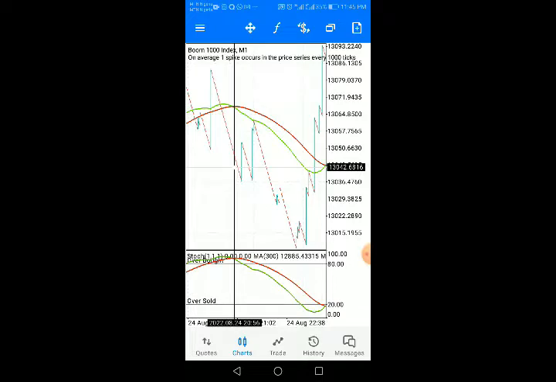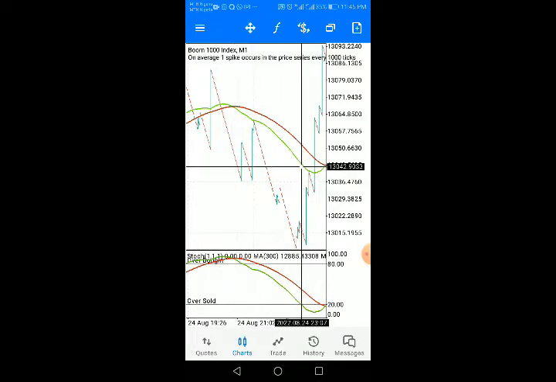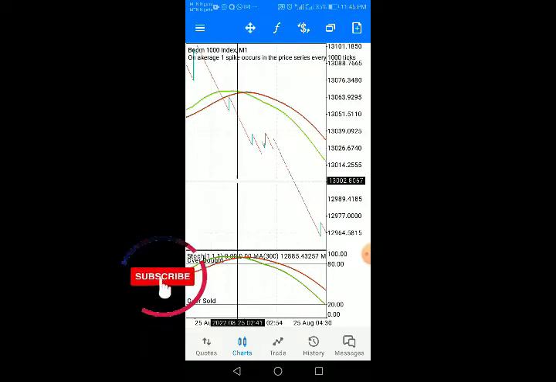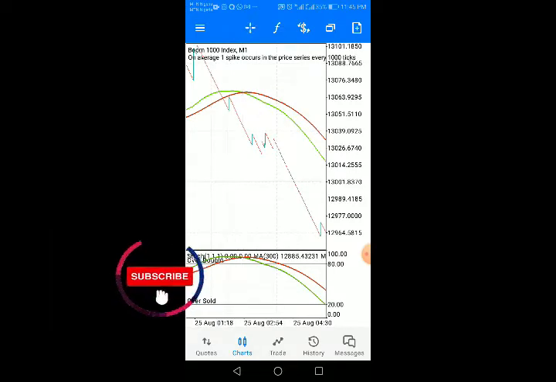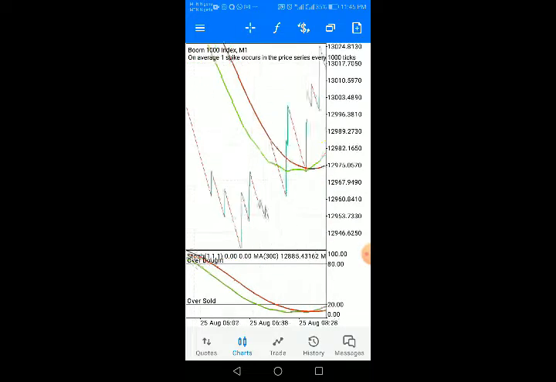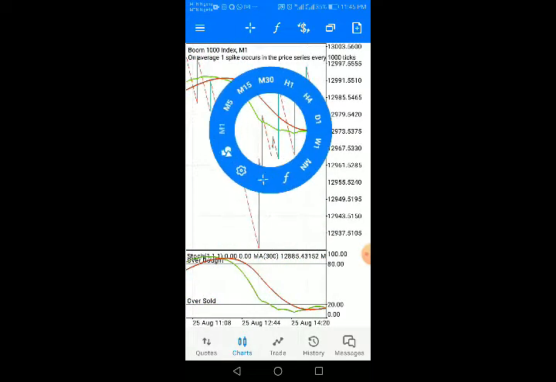You understand? So you can see this is another good example. You enter here, you exit here. As simple as that. This is another one. You can say enter here, exit here. You can imagine the amount of profit that will be made in this trade. So that's it, and it works.